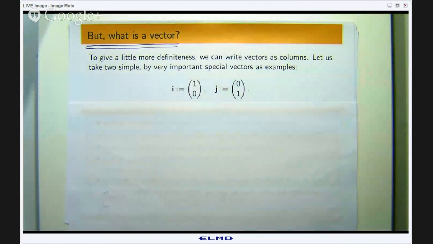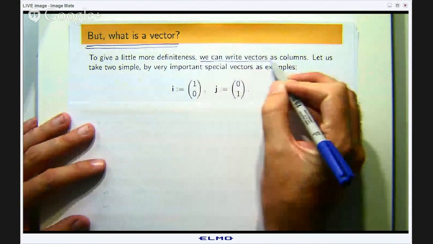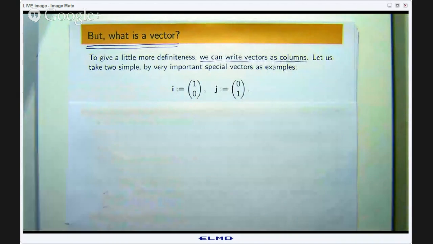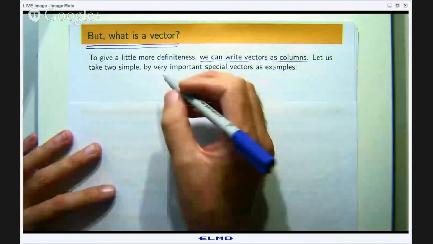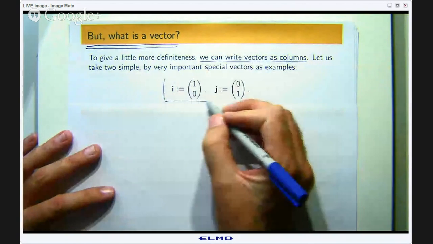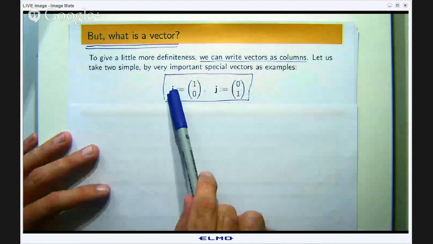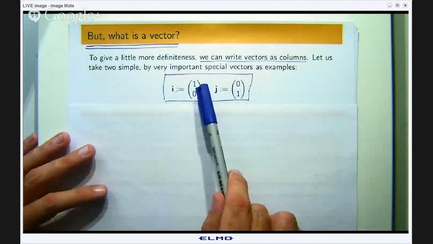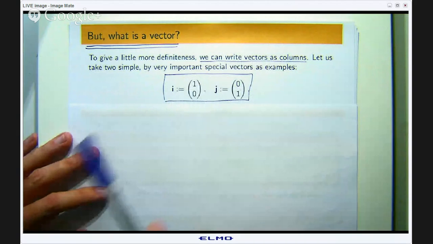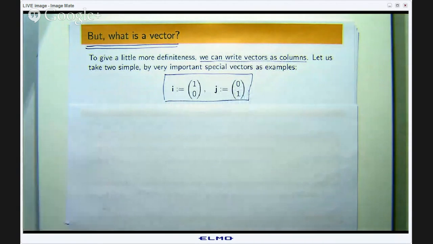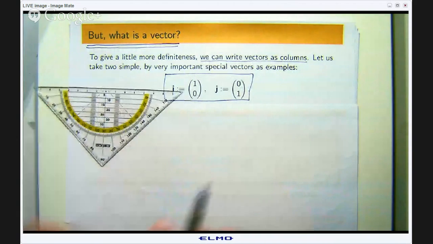Okay, so I'm going to introduce two very simple vectors that we give special names. The I vector is written as a column in this way, and the J vector is written as a column in this way. So let me just draw them for you.